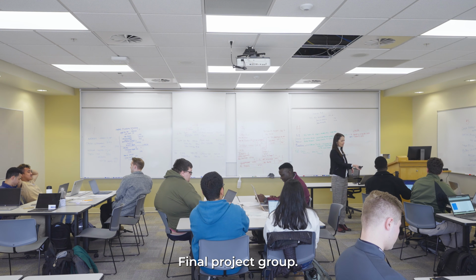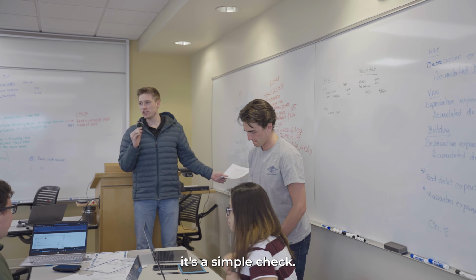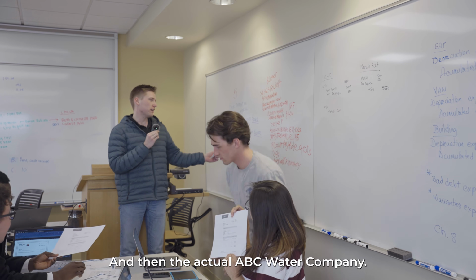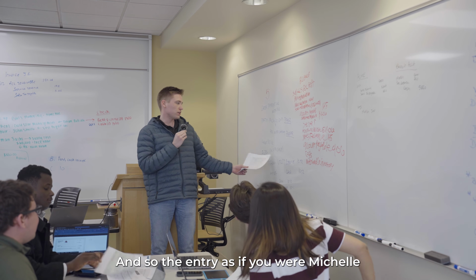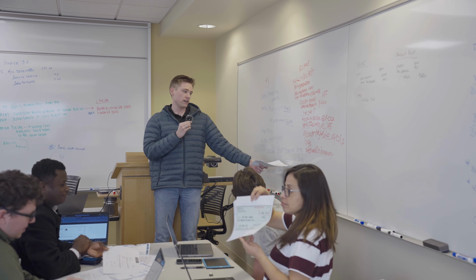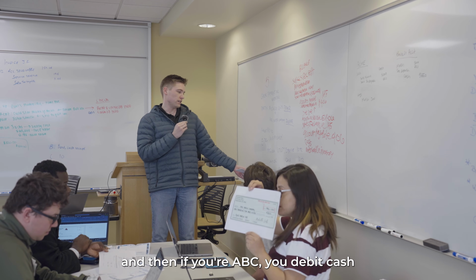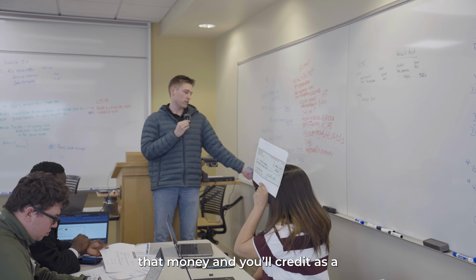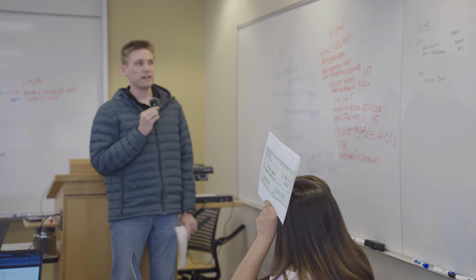Final project group. For the beginning part, it's a simple check, and we did it from both perspectives: Michelle and the actual ABC Water Company. The entry as Michelle is a utility expense of 110 as a debit, and you credit cash 110. If you're ABC, you debit cash because you're gaining that money, and you credit revenue, which could be service revenue or something.